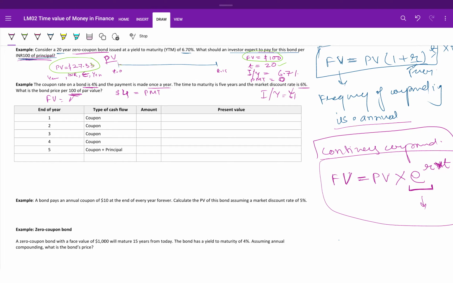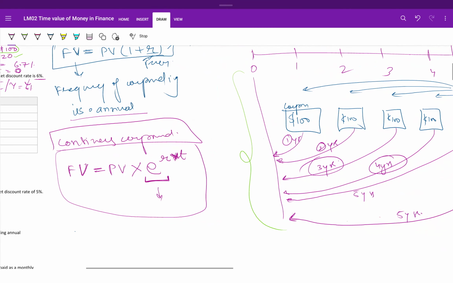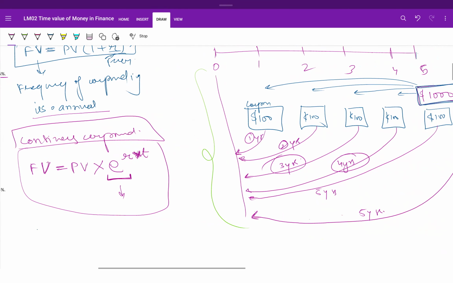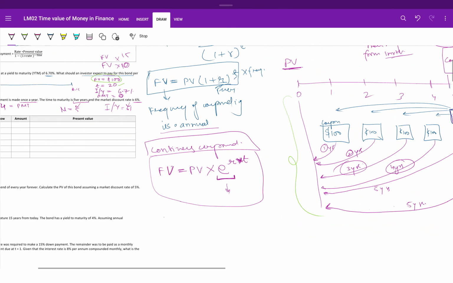Time to maturity is 5 years. This is our n. N is equal to 5. So how are we going to calculate this? This example is mimicking what we discussed here. This is the coupon payment. Every year you get a coupon payment of $4.